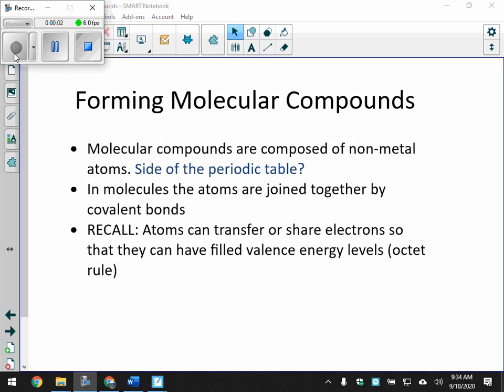In lesson 6 here, we're going to talk about forming and naming molecular compounds. Molecular compounds, of course, are nonmetals and nonmetals now, so we're focusing on the right-hand side. Molecular compounds are composed of nonmetal atoms. In molecules, the atoms are joined together by what we call a covalent bond. So the electrons are no longer transferred, they are sharing electrons.